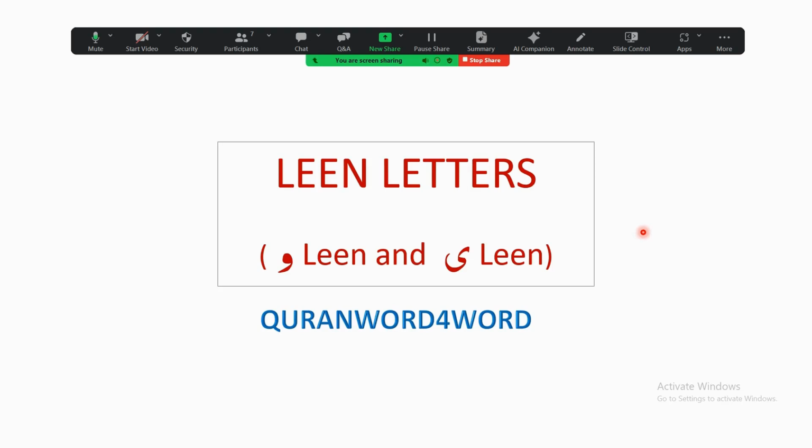So for lean letters, lean means softly and gently, or you can say in a relaxed way, or anything you want to say. I would just like to mention an ayah from the Quran where this word lean is used, in Surah Taha, verse number 44, where the story of Prophet Moses and Harun is mentioned.